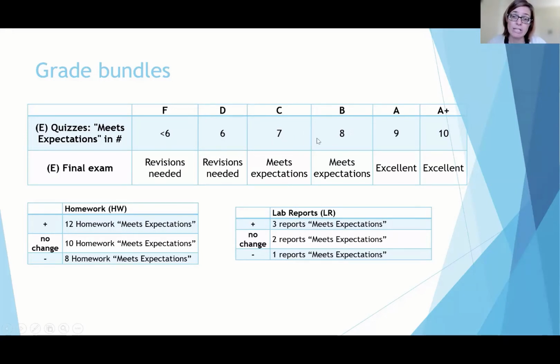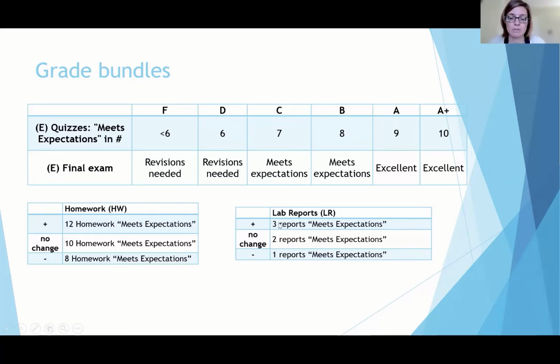So the grade progression is determined on the extra number of quizzes that students pass, or the improvement in their grade in their final exam. Homework and lab reports are used to determine the plus or minus to the letter grade. I expect students to have 14, 15 homeworks. So if they pass at least 12 of them and they meet expectations on those 12, they will get a plus. If they pass only 10, they will not get a change in grade. And if they get less than 8 homework, they will get a minus.